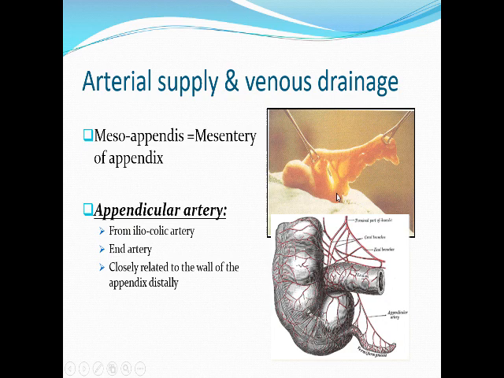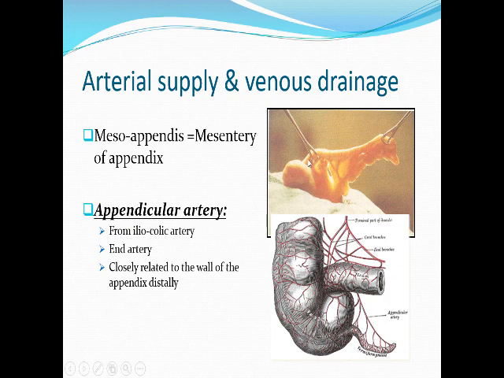This appendicular artery is an end artery. What's meant by end artery? It has no collaterals. So if it is thrombosed, it will lead to immediate gangrene of the appendix. If you notice, the artery starts away from the appendix, and when we go laterally, it becomes even adherent to the wall of the appendix near the tip.